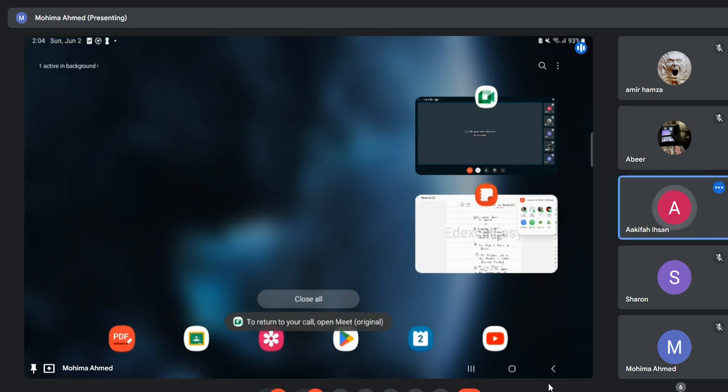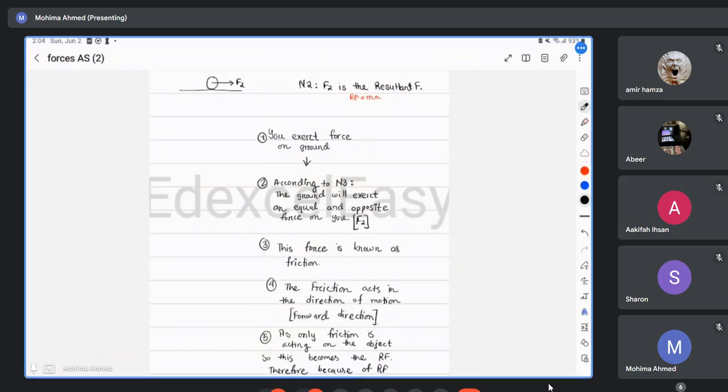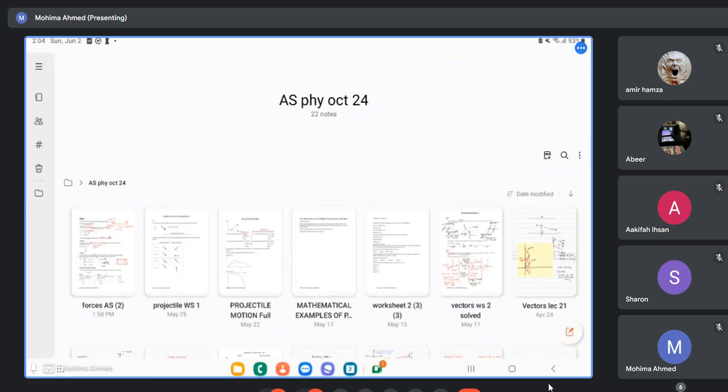Just 1 minute. I remove these files and then we'll start. Okay.